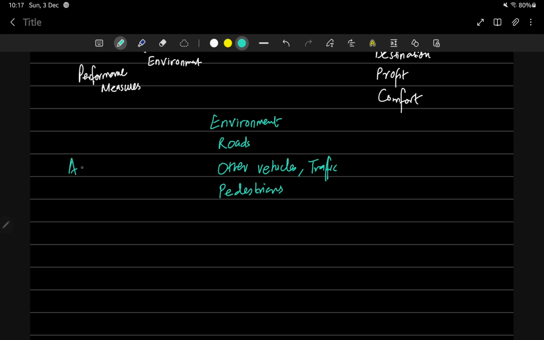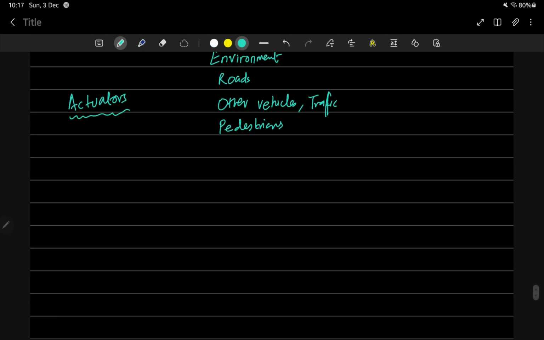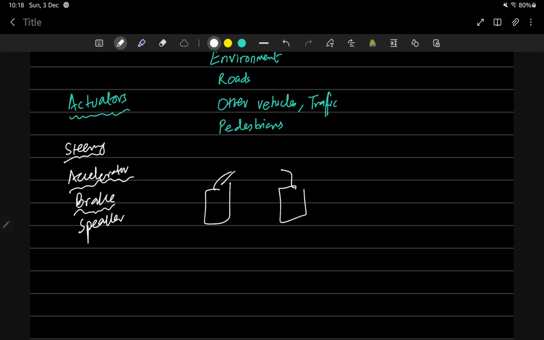And then we have this thing called actuators. Now actuators, I'll give you example and you will understand what actuators are. Actuator in this self-driving taxi thing can be steering, can be accelerator, can be a brake, can be a speaker, right? So you need a steering wheel. You need an accelerator to accelerate. You need this physical brake. You need this physical accelerator. You need this steering wheel. So stuff like that.